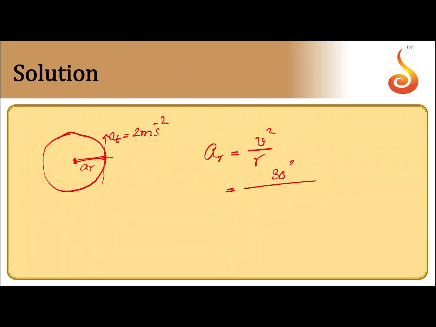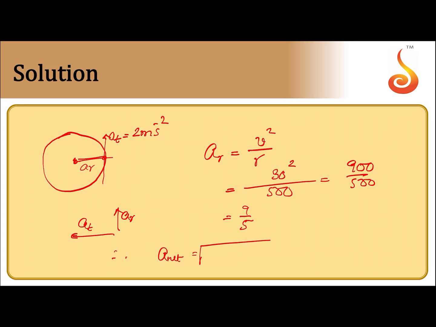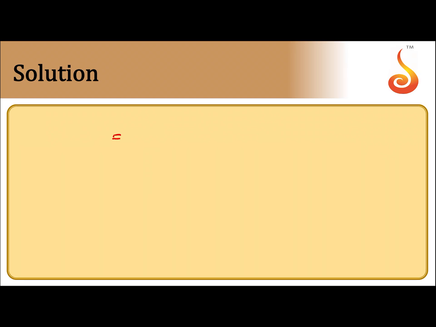30 square divided by radius is 500 meter. And what do we have? We have 900 divided by 500. That is 9 divided by 5. And what are the directions of these two accelerations? Perpendicular. Radial acceleration and tangential acceleration are perpendicular. Therefore, the net acceleration of this is square root of AR square plus AT square.